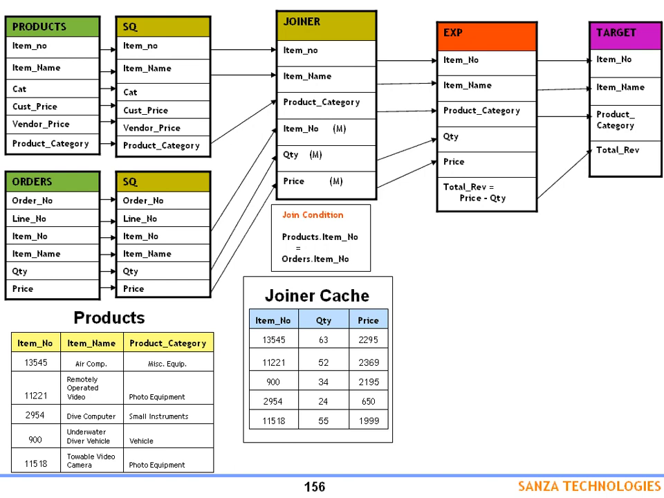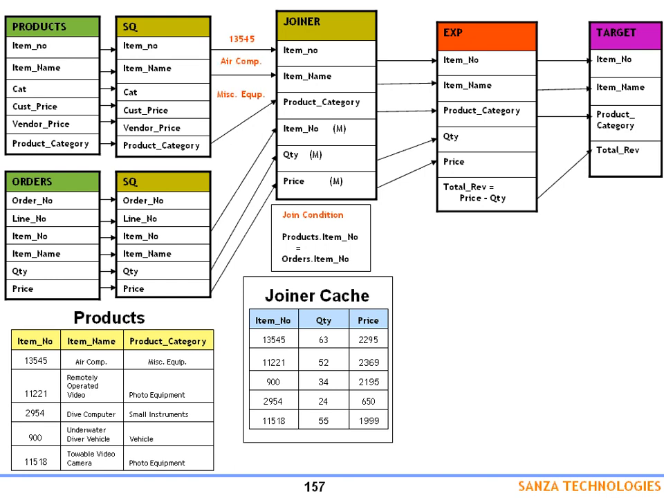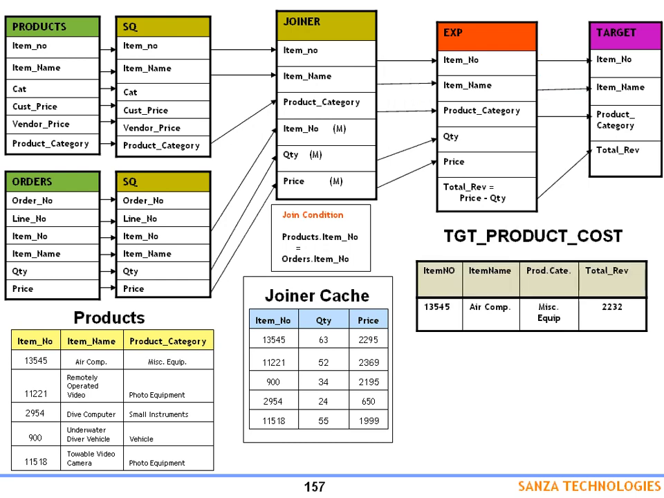Then the other source of data will come out of the source qualifier, one row at a time, and scan the cache based on the condition. It will scan the whole cache based on the condition. This is how Informatica works internally in the joiner transformation. So it will scan the data in the cache, 13545 exists, condition true, so the corresponding data goes out of the joiner transformation. It will take the quantity and price from this joiner cache of the orders file, then load the data into the target table.